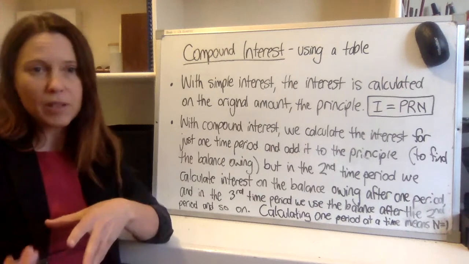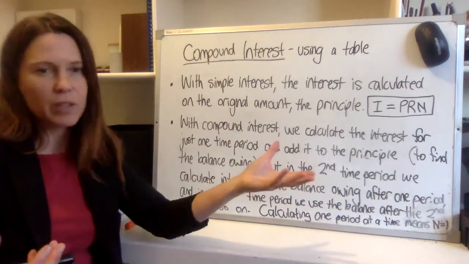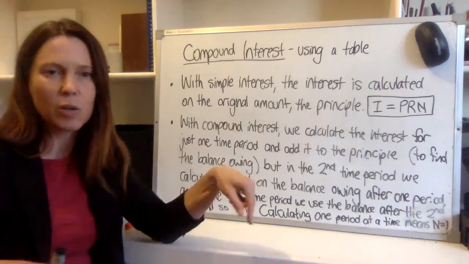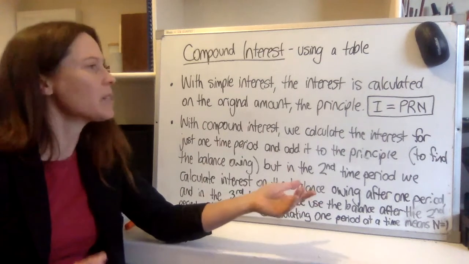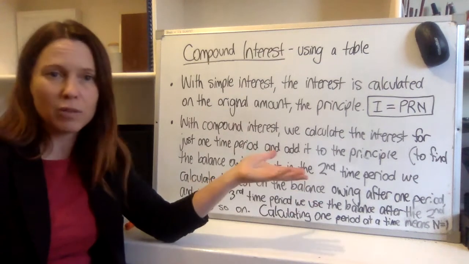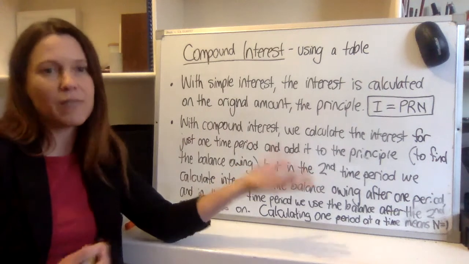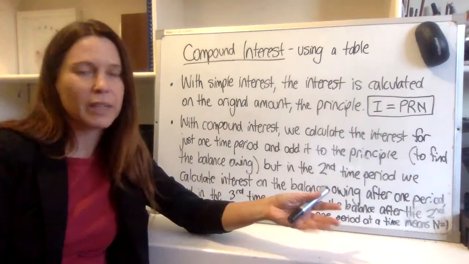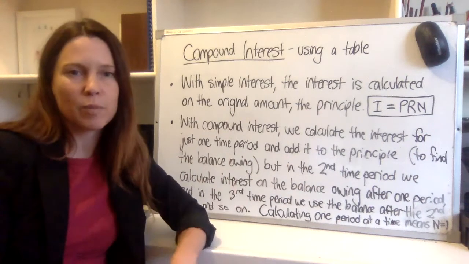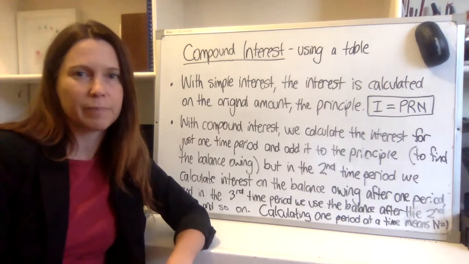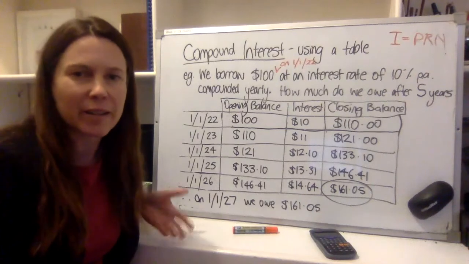And then in the third time period, we start with the closing balance at the end of the second, and so on. So it builds up. We end up with interest on interest, and that means that you end up owing a lot more if you're owing money, or saving a lot more if it's a savings account. It doesn't look like much in the beginning, but over time, it adds up to make figures much, much bigger. So let's look at an example.